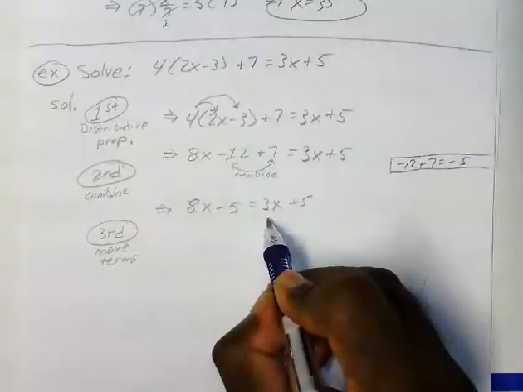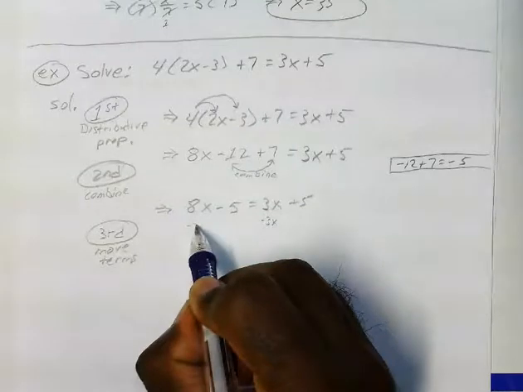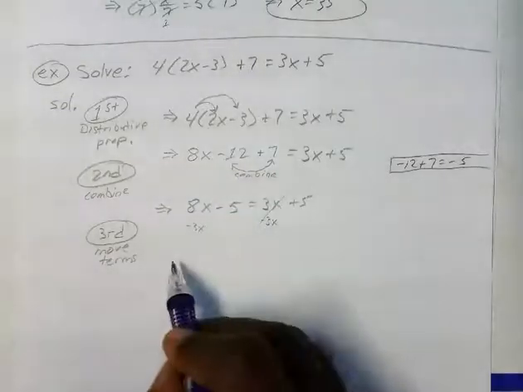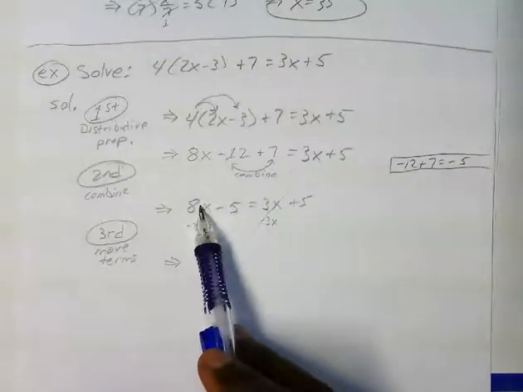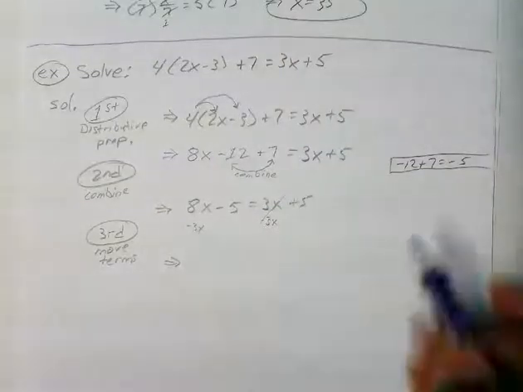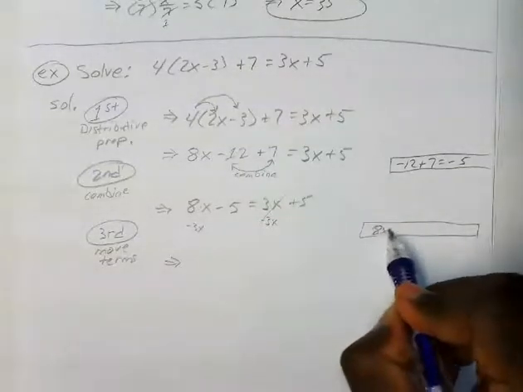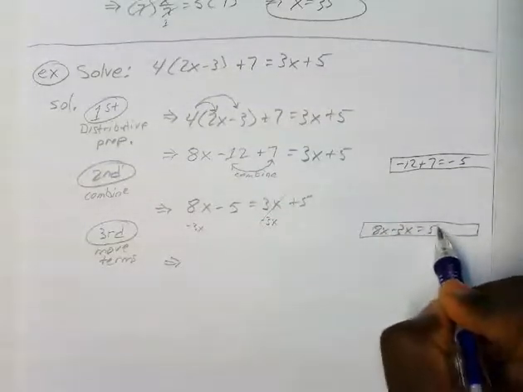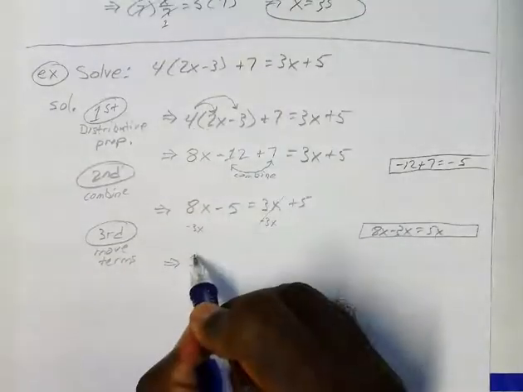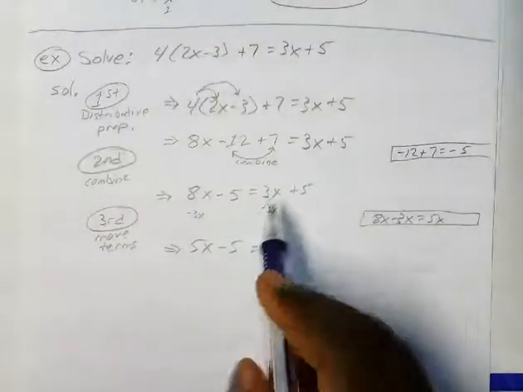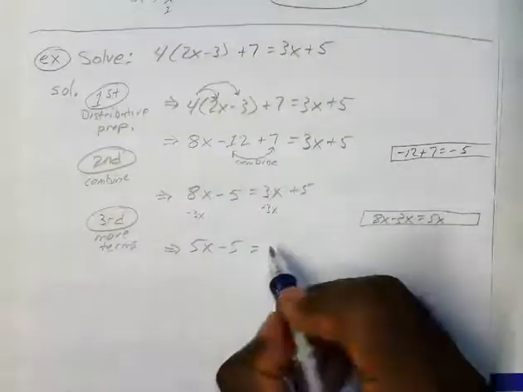Okay, so we can go ahead and subtract 3x from both sides. 3x minus 3x is 0, so you can go ahead and cross that out because that disappears. So you have 8x minus 3x, which is 5x. So we have 5x minus 5, because that minus 5 didn't go anywhere yet, equals, that 3x canceled out so we don't write that, equals 5.